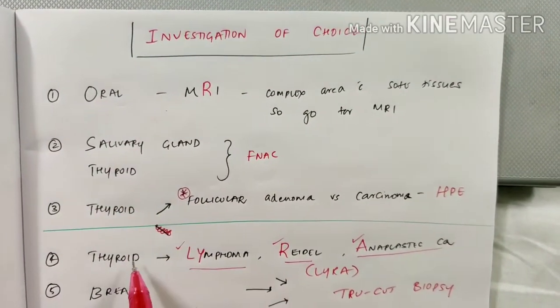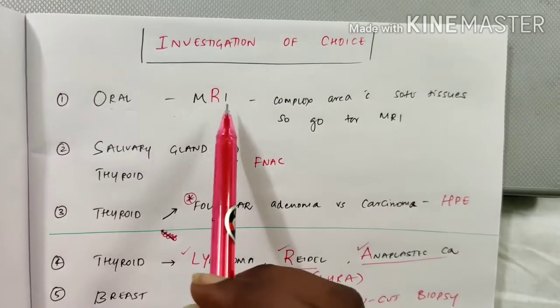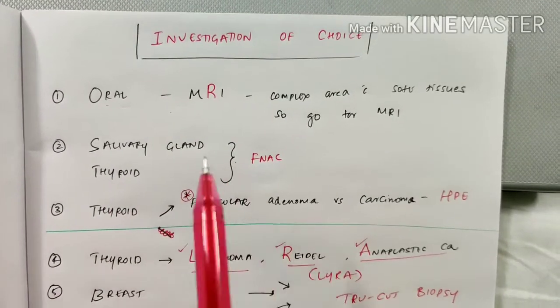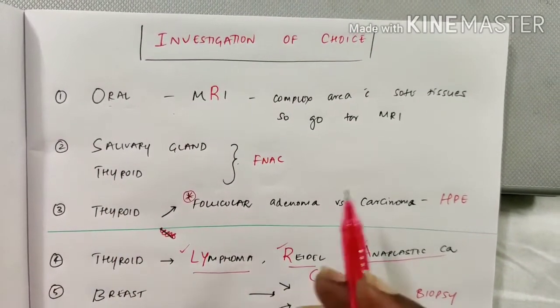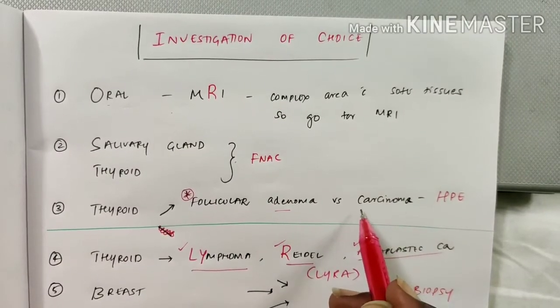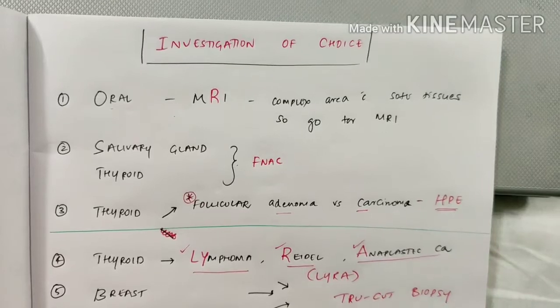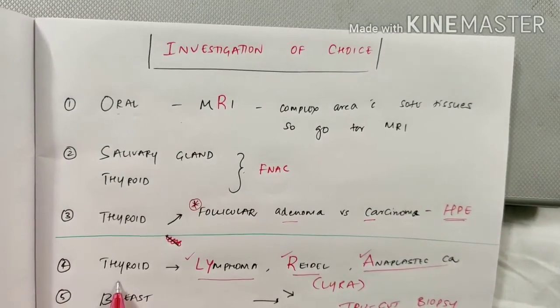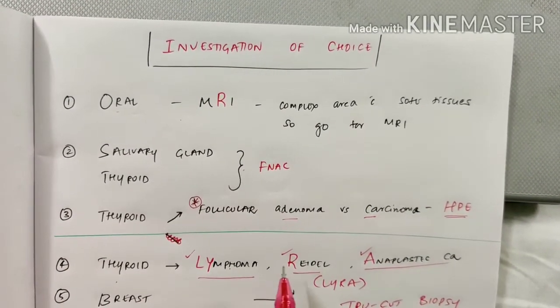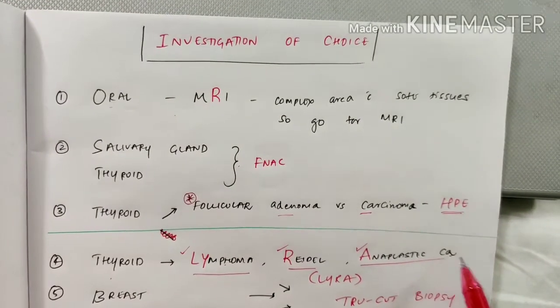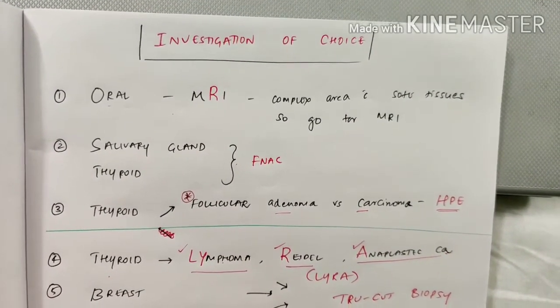Let me revise once. Oral, you go for MRI. Salivary glands and thyroids, you go for FNAC. In thyroid, for differentiating follicular adenoma and follicular carcinoma, you go for histopathology. And in thyroid, if it's lymphoma or Riedel's thyroiditis or anaplastic carcinoma, you go for true cut biopsy.